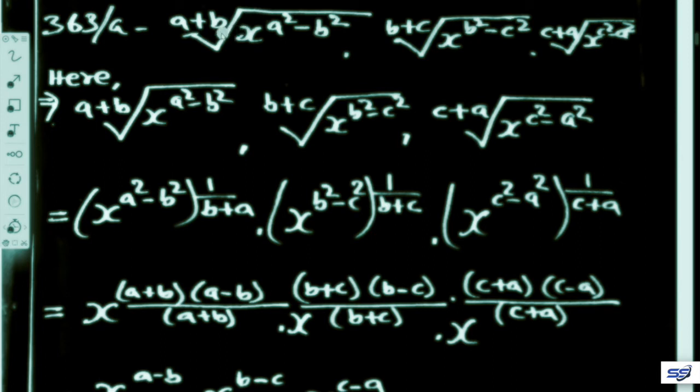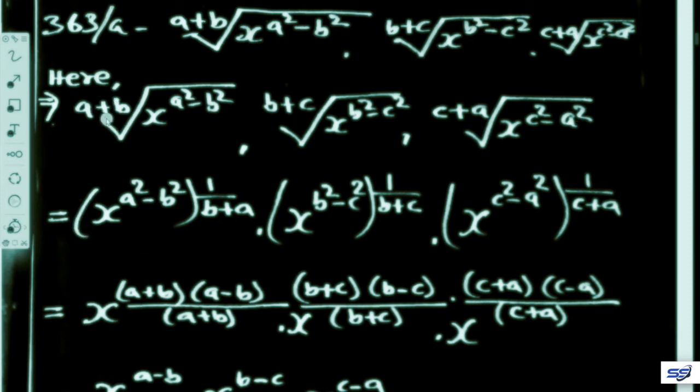A plus B root under x power A square minus B square, this dot means into, B plus C root under x power B square minus C square, into C plus A root under x power C square minus A square. This is our problem given. Now we have to simplify, we have to make this a simple form to get our result. Here A plus B root under x power A square minus B square into B plus C root under x power B square minus C square into C plus A root under x power C square minus A square equals.